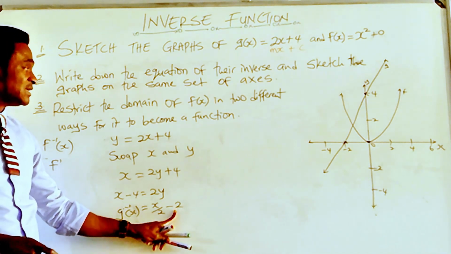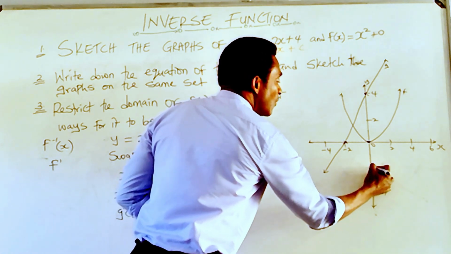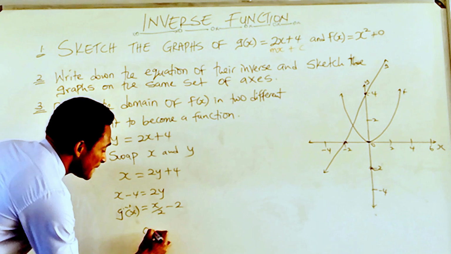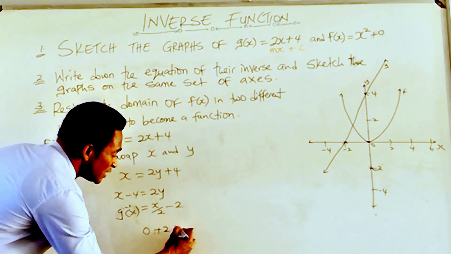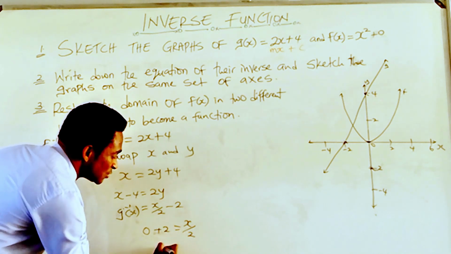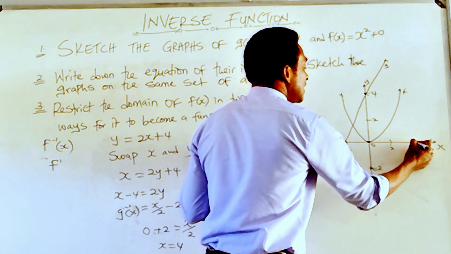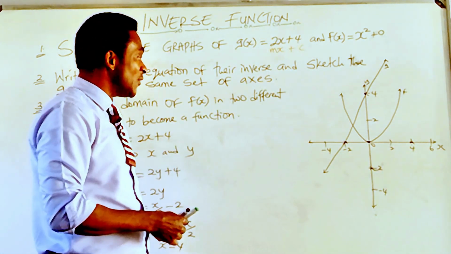-2 is our c, so that serves as our y-intercept. For our x-intercept, we make y 0, so we have 0 plus 2 equals x over 2. So x equals 4. Our x-intercept will be at x equals 4.